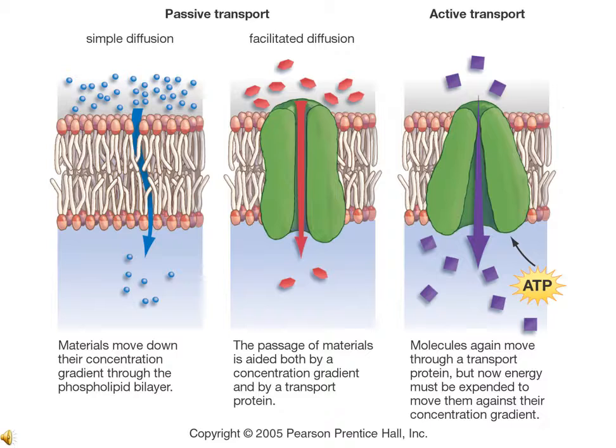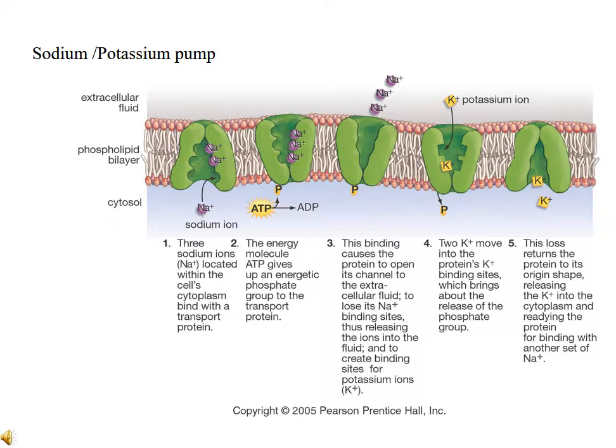It doesn't make any difference what this concentration gradient is. The molecules will be pulled in because the energy from ATP causes the protein to pull those molecules through. Now let's look at a more complex example of active transport.